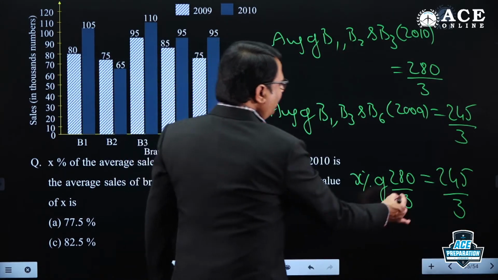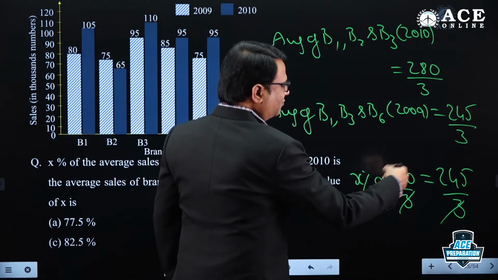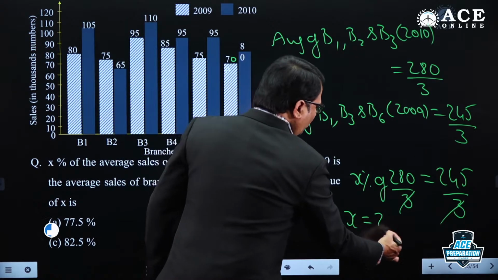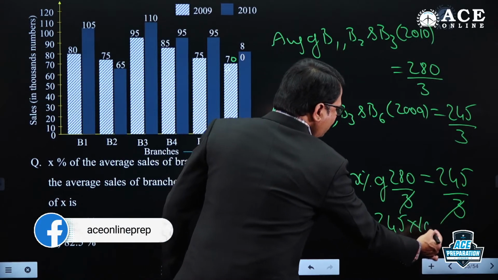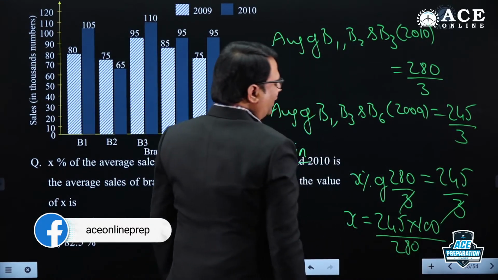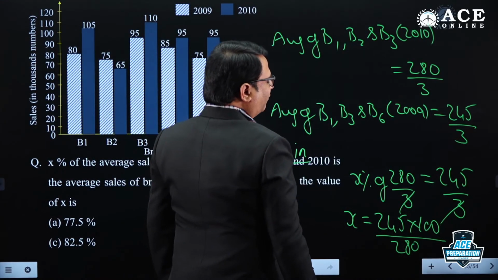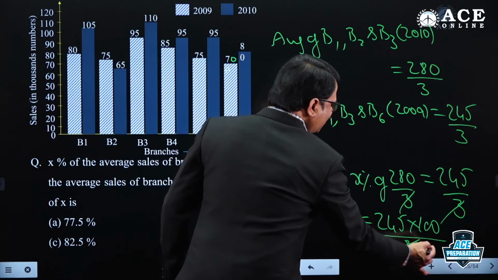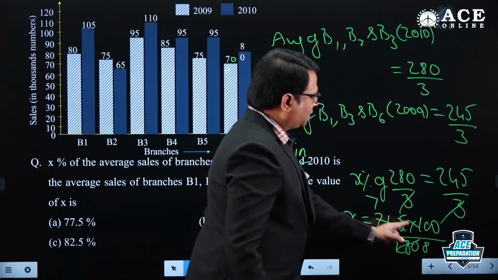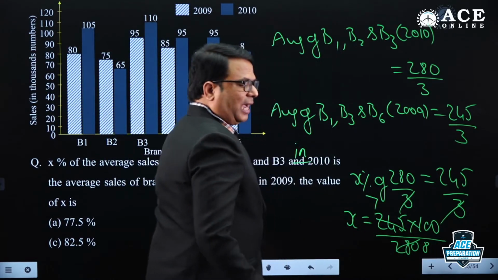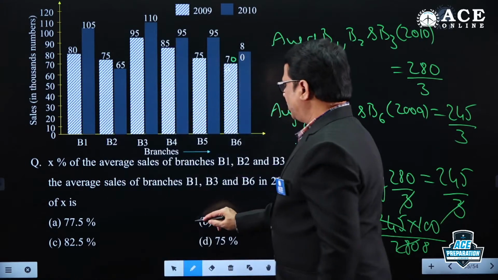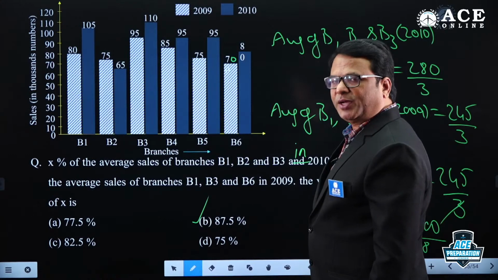Okay, so here the 3 on the left side and the 3 on the right side will get cancelled. So X equals 245 into 100 by 280. So how much is that? 35 8 times, 35 7 times. So when I see 7 by 8, I can say it is 87.5%. So the answer choice is B, 87.5%.